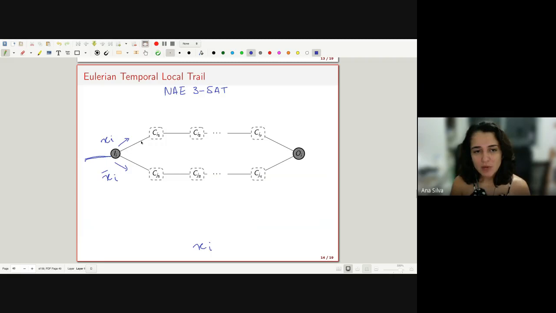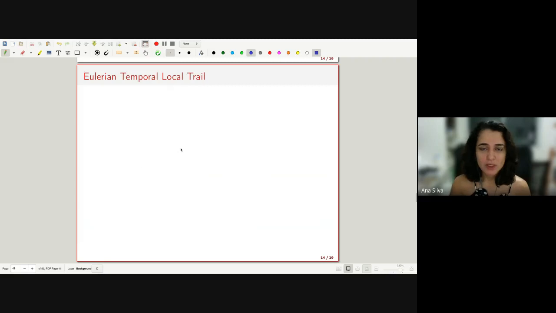And if you have the property that when you go inside the clause gadget through this edge, you must go outside through this other edge, then you have the property that I told you, that you can only use either the upper or the lower path, meaning that that will give you the value of the variable xi. Okay, and the way you glue together is like this.